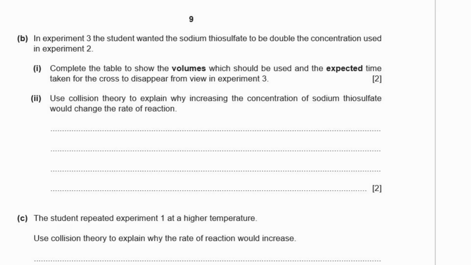B. In experiment 3, the student wanted the sodium thiosulfate to be double the concentration used in experiment 2. 1. Complete the table to show the volumes which would be used and the expected time taken for the cross to disappear from view in experiment 3.